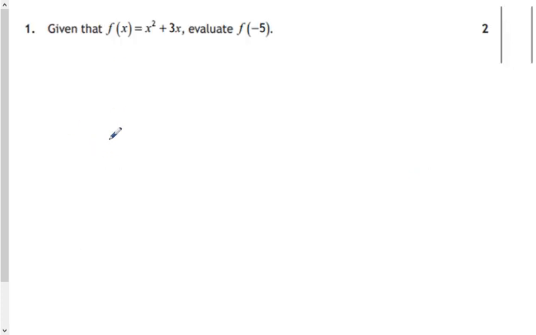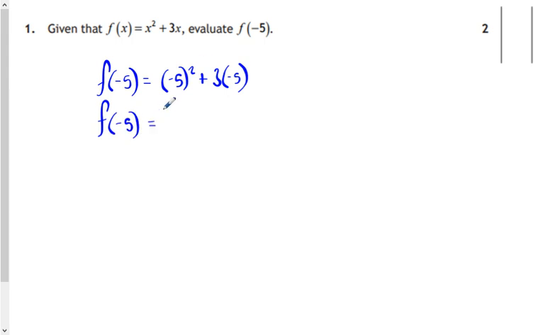Given that f of x is equal to x squared plus 3x, evaluate f of negative 5. So this is a functions question. So f of negative 5, now we're just going to substitute negative 5 in for each of these x's. So we get negative 5 squared plus 3 times negative 5. So your f of negative 5 is going to be 25 plus negative 15, which becomes take away 15, so f of negative 5 is 10.